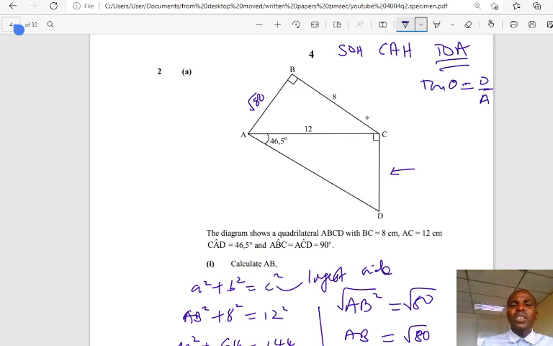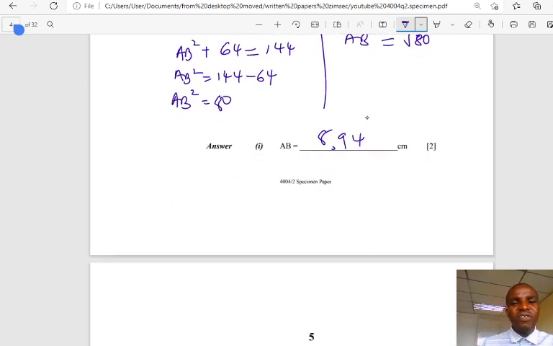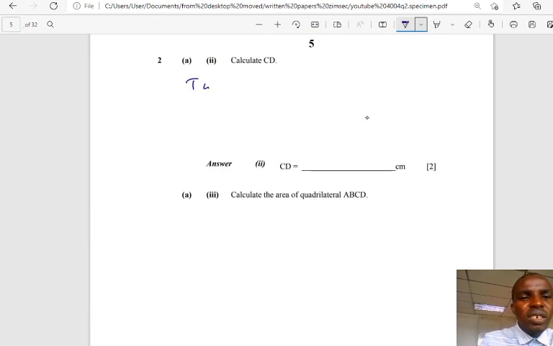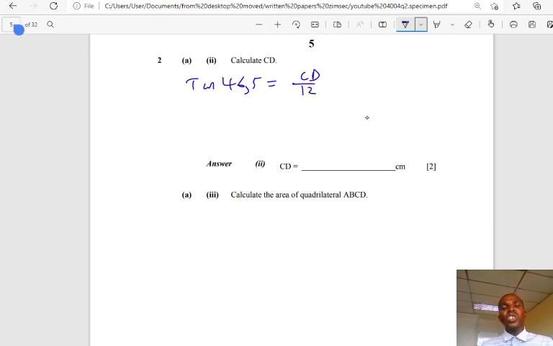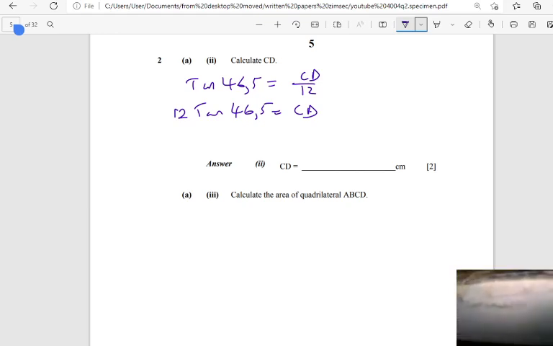So to find CD, you say tan 46.5 is equal to CD over 12. Then you cross multiply, or you multiply by 12 on everything in this case. So it will be 12 tan 46.5 is equal to CD. Then after that, you can just punch it in your calculator and make sure that your calculator is in degrees mode. It's supposed to be in DEG mode, as you can see there.